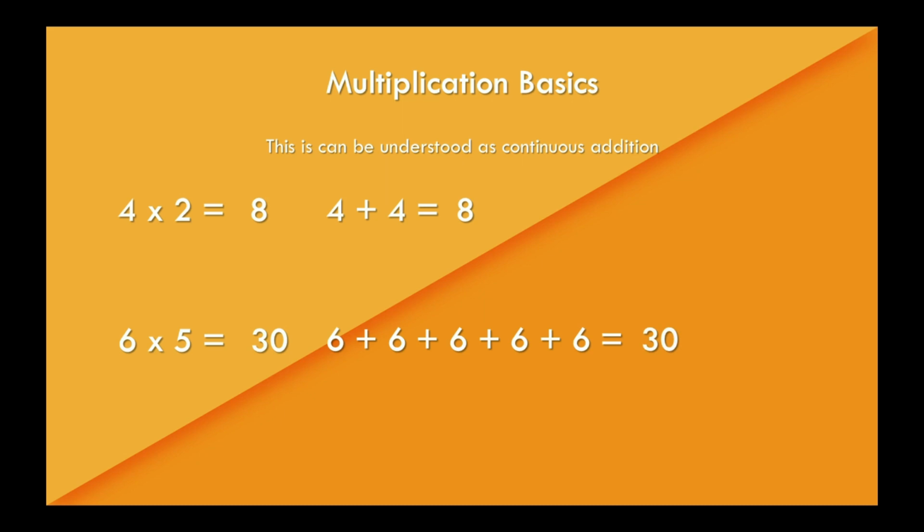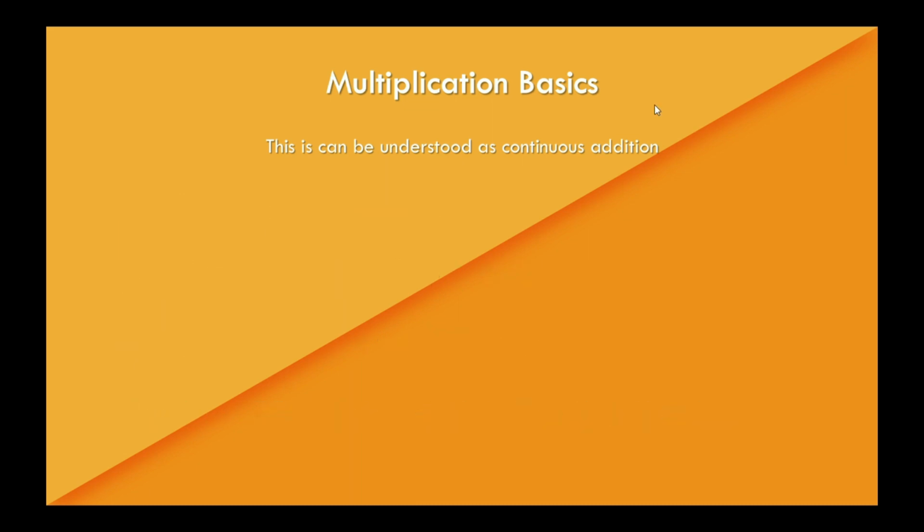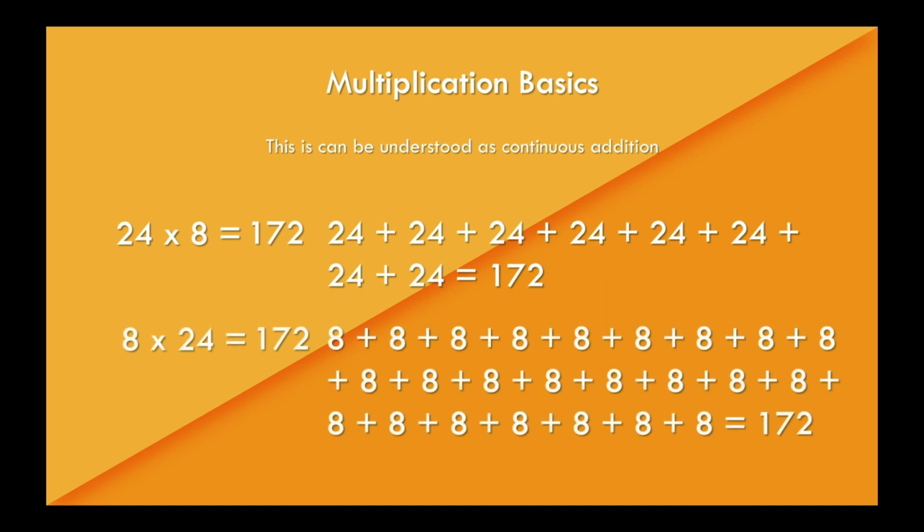It's important to note that it works both ways. We can also add 4 2's together to get 8 and 5 6's together to get 30. We can see that this becomes a little bit of a problem when we get to bigger numbers. The amount of addition becomes cumbersome. Look at 24 times 8. Adding 24 8 times might seem okay, but 8 24 times? That's a bit much.